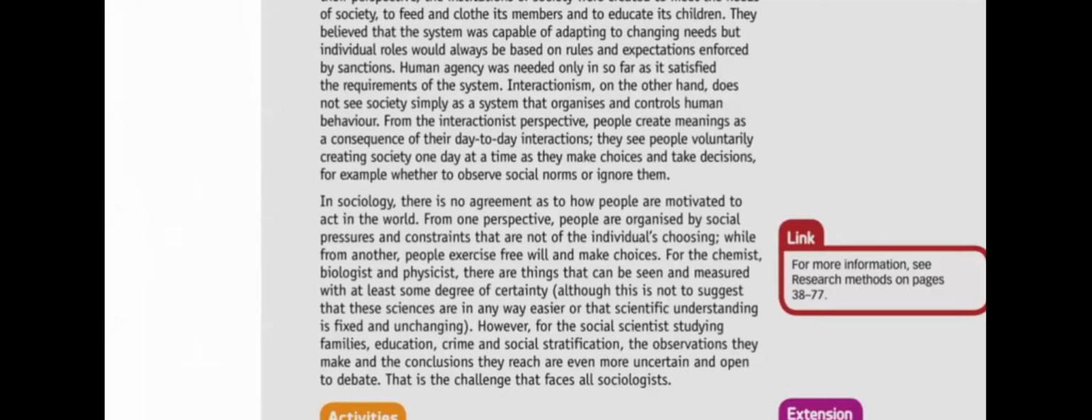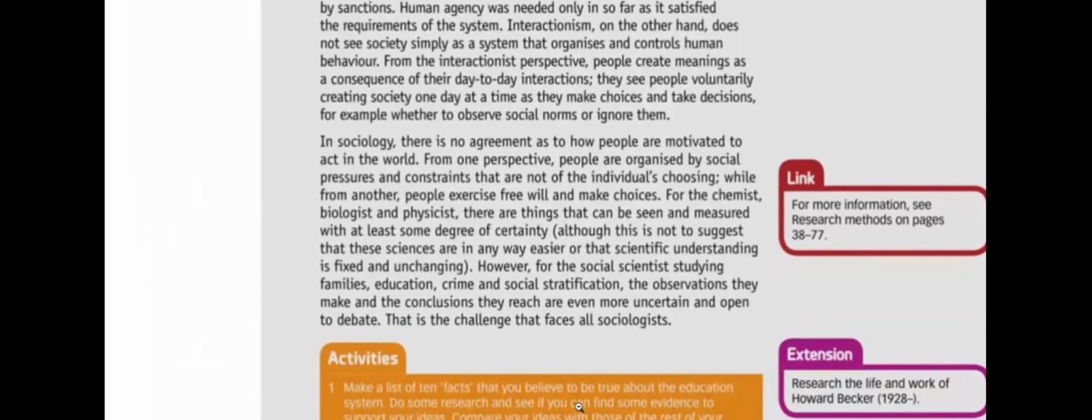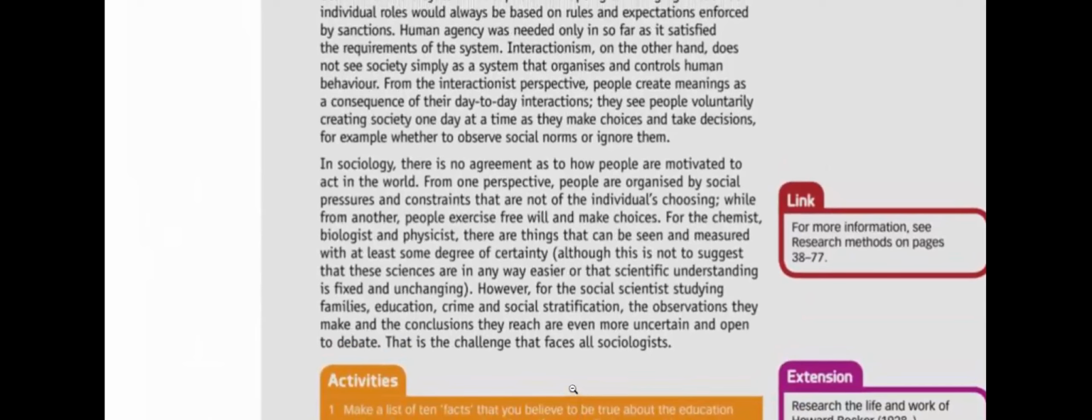Now they're giving us an example for the chemist, biologist, and physicist. There are things that can be seen and measured with at least some degree of certainty. They're just talking about science right now. However, the social scientist's observation, studying families, education, crime, and social stratification, the observations they make and conclusions they reach are even more uncertain and open to debate. That is the challenge that all sociologists face.